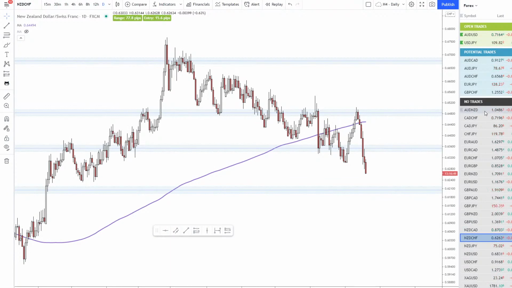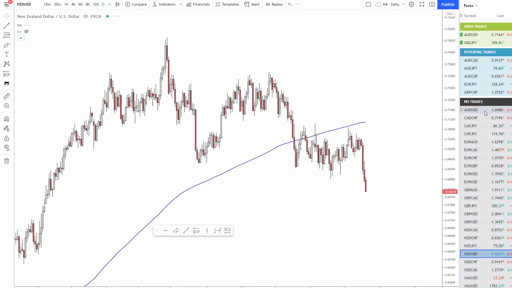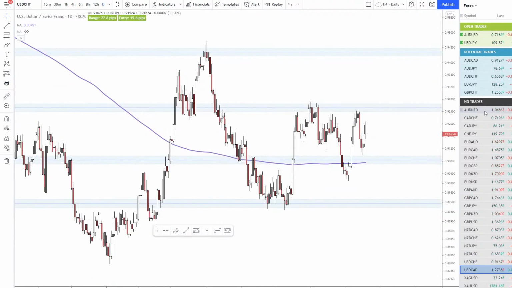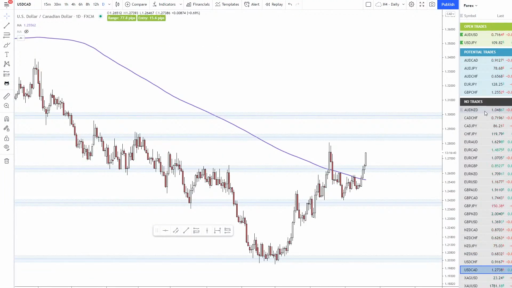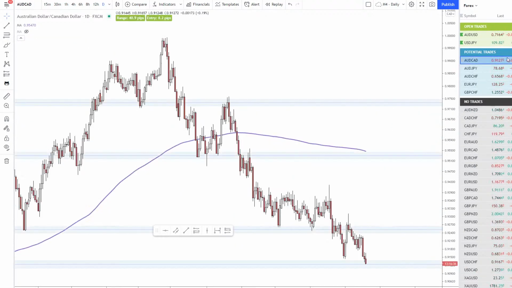I know I'm going through them quick, but I'm not seeing anything right now, so I'm not stopping on any of these. If I don't see anything that I want to trade, there's no reason for me to stop and talk about that pair. So let's do a quick summary.